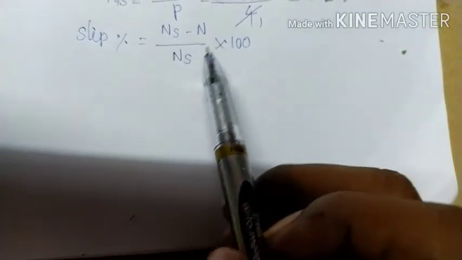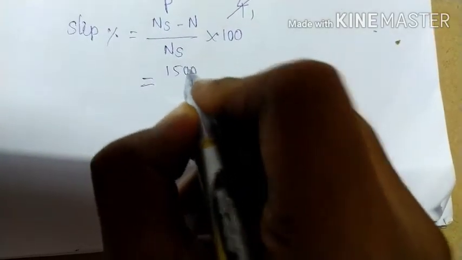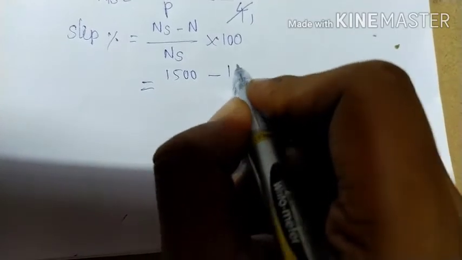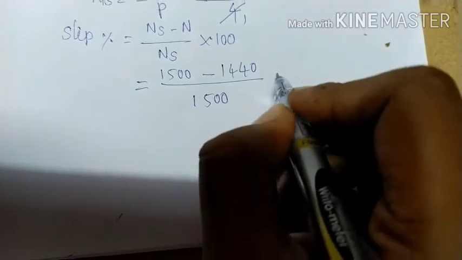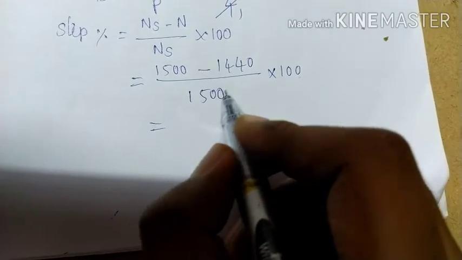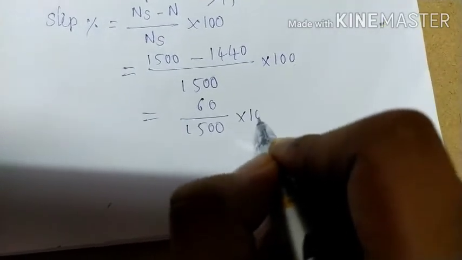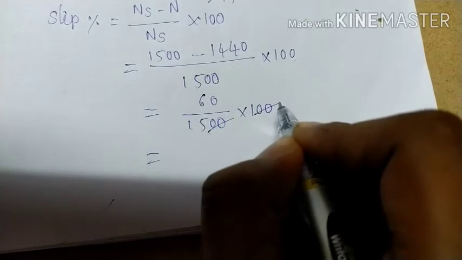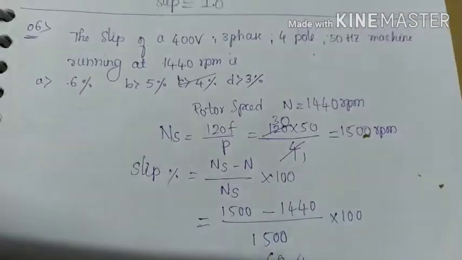We know the formula for slip, that is Ns minus N divided by Ns, into 100. Ns we just calculated, that is 1500 rpm, minus N, that is the machine running at 1440 rpm, divided by 1500, into 100. Here 1500 minus 1440 will be 60, divided by 1500 into 100. Two zeros cancel here. So 15 fours are 60, that equals 4%. So option C will be the answer.